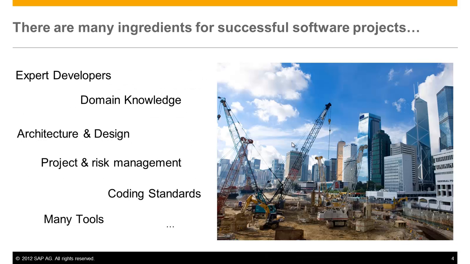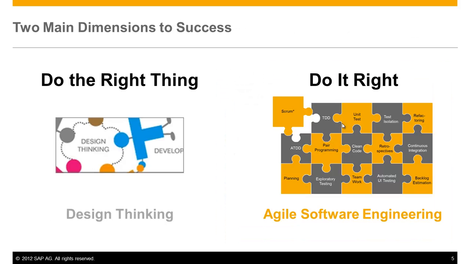We all know there are many ingredients for successful software projects. The first, of course, is expert developers and domain knowledge and all these other things. But there are two main dimensions of success. One is to do the right thing, and that has to do with requirements engineering. And this is where design thinking falls into place. On the other side is doing it right, where it's about building it right, the software quality, internal software quality, and so forth. And that's where Agile Software Engineering plays.